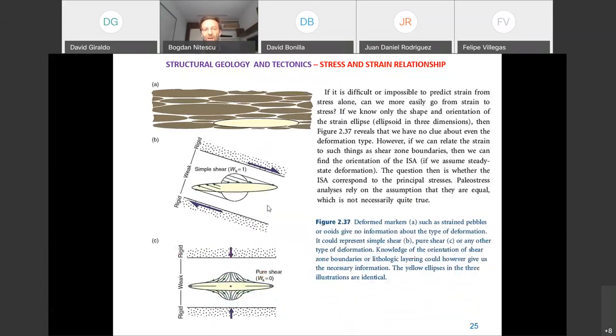Now here, let's look at the geology. You see these pebbles, strained pebbles, deformed pebbles. You see this, let's say, in a conglomerate. You look at a conglomerate and you see these deformed pebbles. And you can wonder, well, what were the conditions? What was the mechanism of deformation?